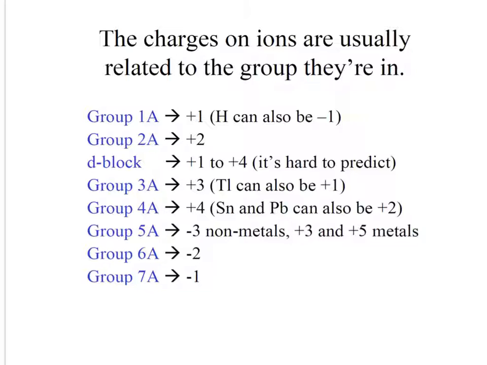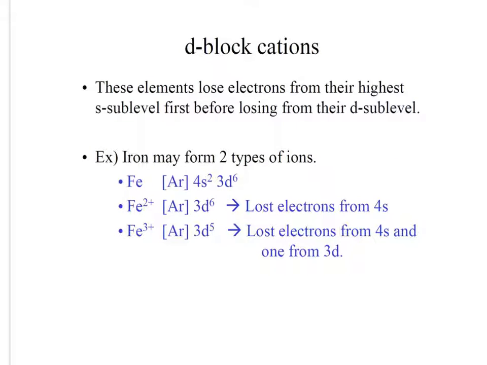All group 5A nonmetals produce ions with a -3 charge. Group 5A metals form ions with +3 and +5 charges. Group 6 produces ions with a -2 charge, and polonium produces ions with +4 and +2 charges. And the halogens have a -1 charge. D-block cations, these ions don't always follow the octet rule, and many of the transition metals don't form ions at all. So this is why you have to be told the charge when you're naming.